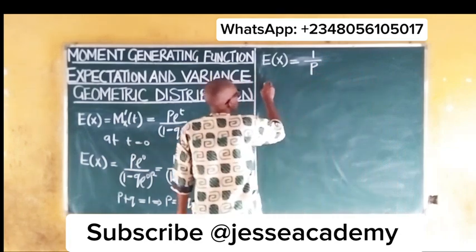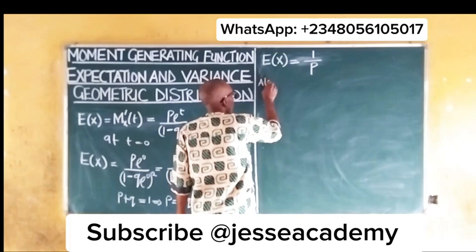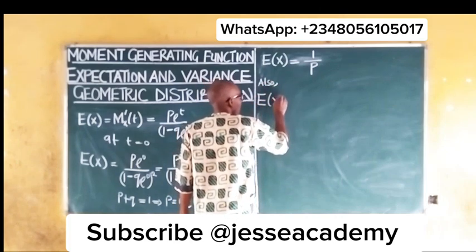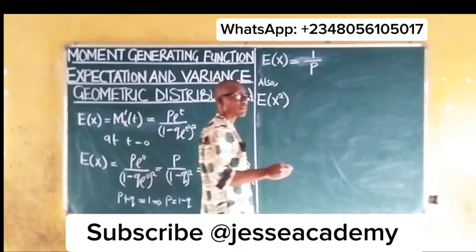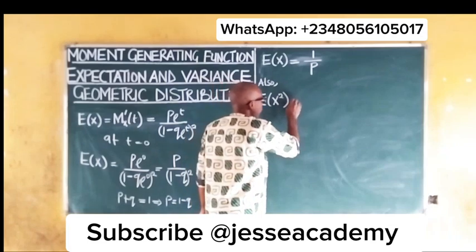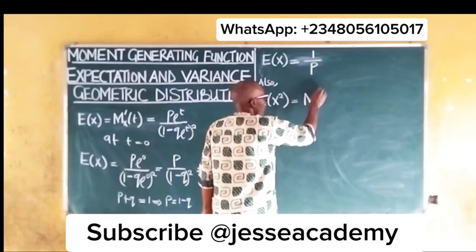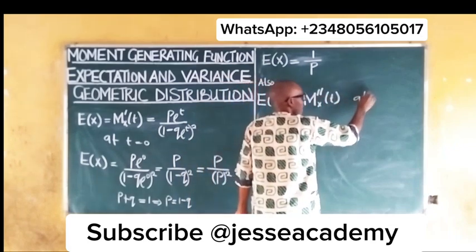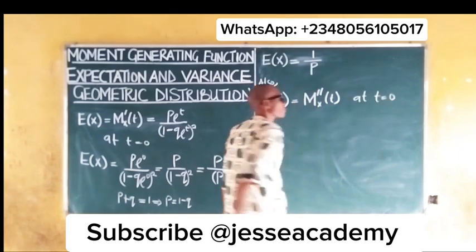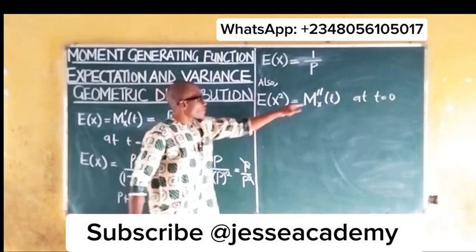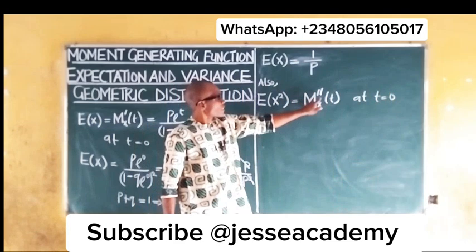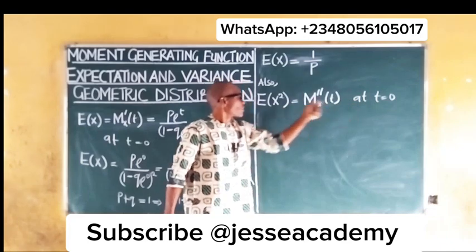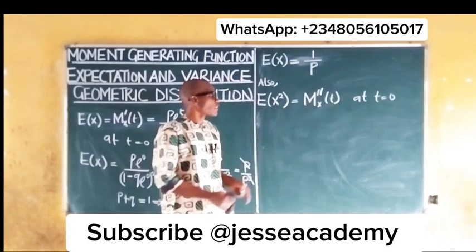Also, we are to calculate the expected value of x squared. The expected value of x squared is equal to the second derivative of the moment generating function at t equal to 0. So, if we differentiate our function the second time, at t equal to 0, that is our expected value of x squared.